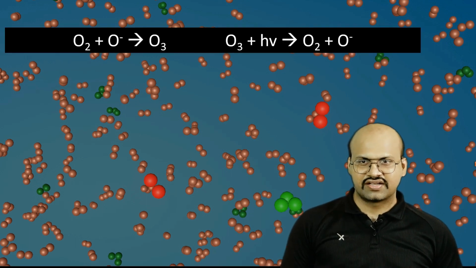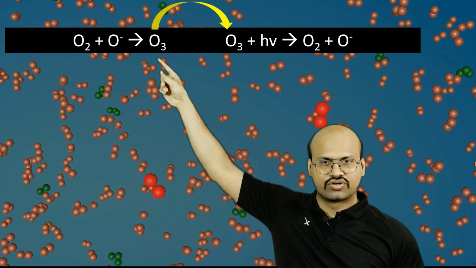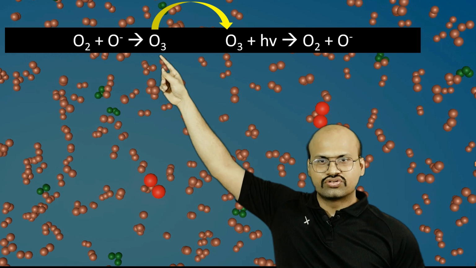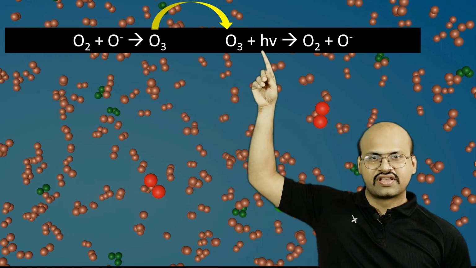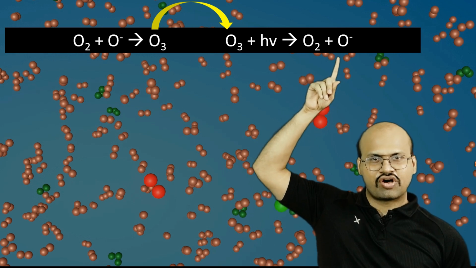Here we can see an oxygen molecule which combines with an oxygen ion to give ozone. Now this ozone again combines with a photon, and then it releases this oxygen molecule and gives an oxygen ion.